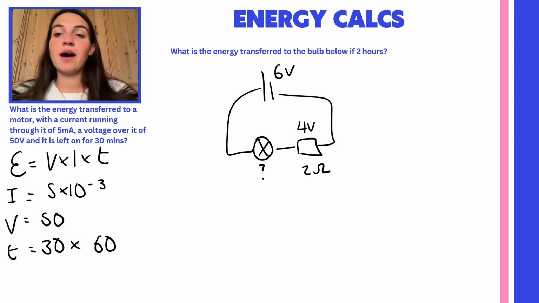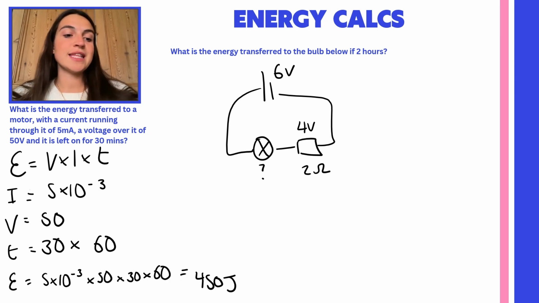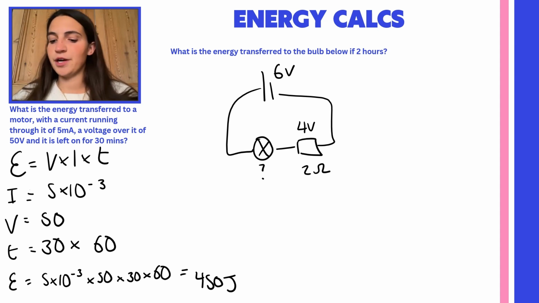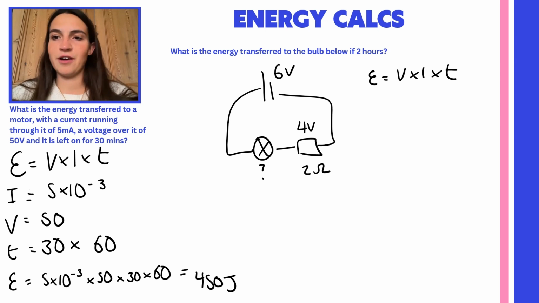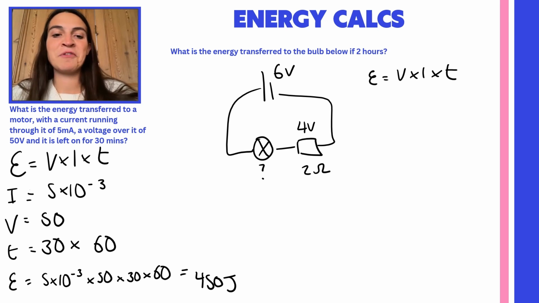So if I just multiply all those things together, my energy is that current times voltage times time, which gives me 450 joules. Okay, next question. What is the energy transferred to the bulb below if it's left on for 2 hours? So again, my equation is going to be energy is voltage times current times time. So I need to figure out what is the voltage, current and time in this question for my bulb.